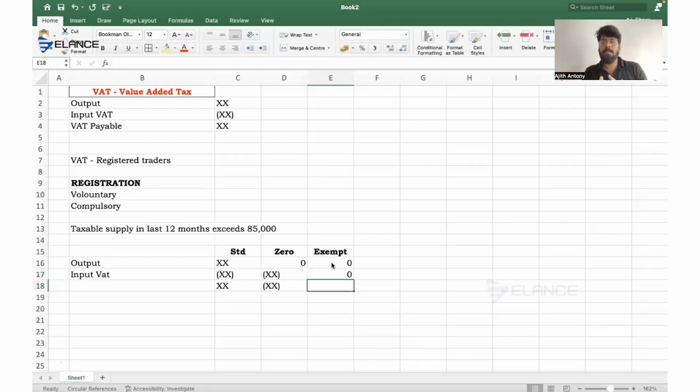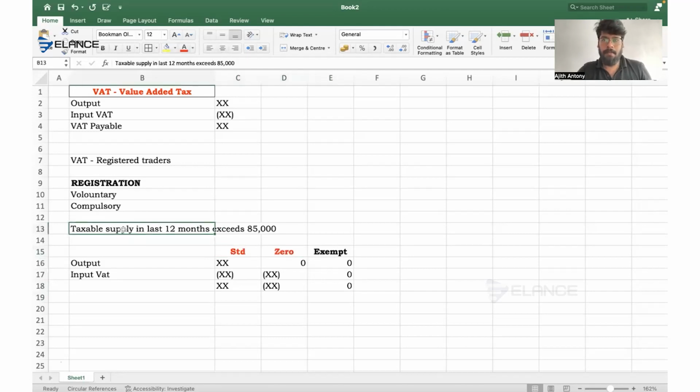Okay, so under the exempt supply, there is no output VAT. I cannot collect the output VAT from my customers. And if there's any input VAT already incurred, I cannot reclaim that also. So under the exempt supply, there is no input VAT and there is no output VAT. So these are the three types of supplies in the UK. And standard rated and zero rated supplies together, we call taxable supply.